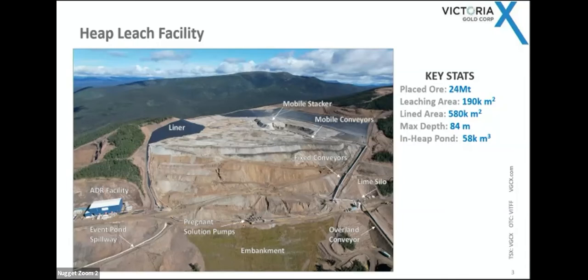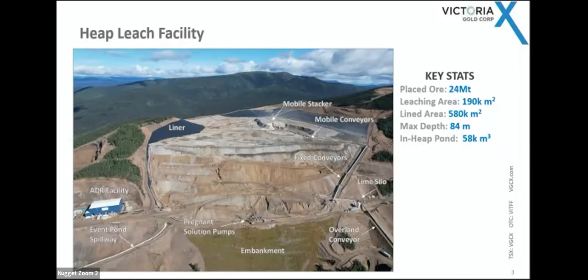So as of right now, there's about 24 million tons placed on the leach pad with 190,000 meters squared leaching area. The total lined area is just over 580,000. And with a max depth right now of 84, working our way up to a maximum permitted of 130. And it's got an in-heap pond that's just over 58,000 meters cubed.